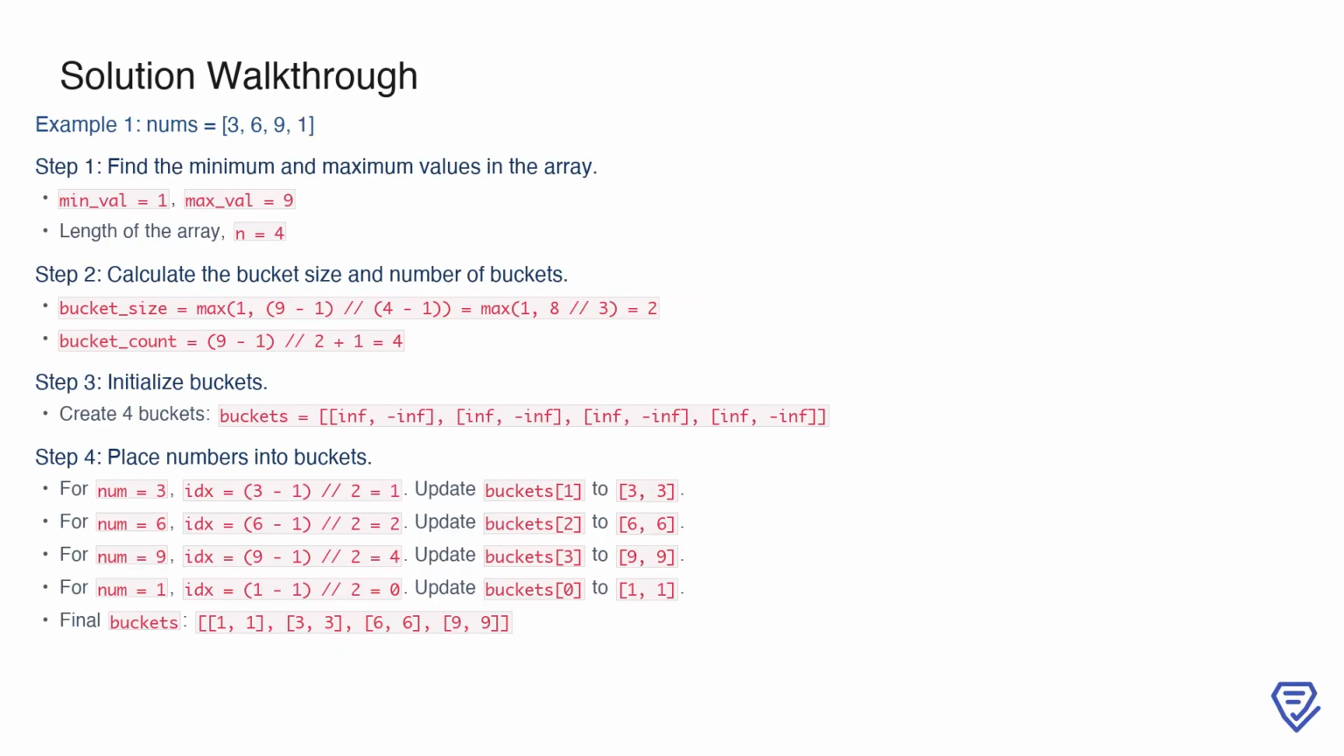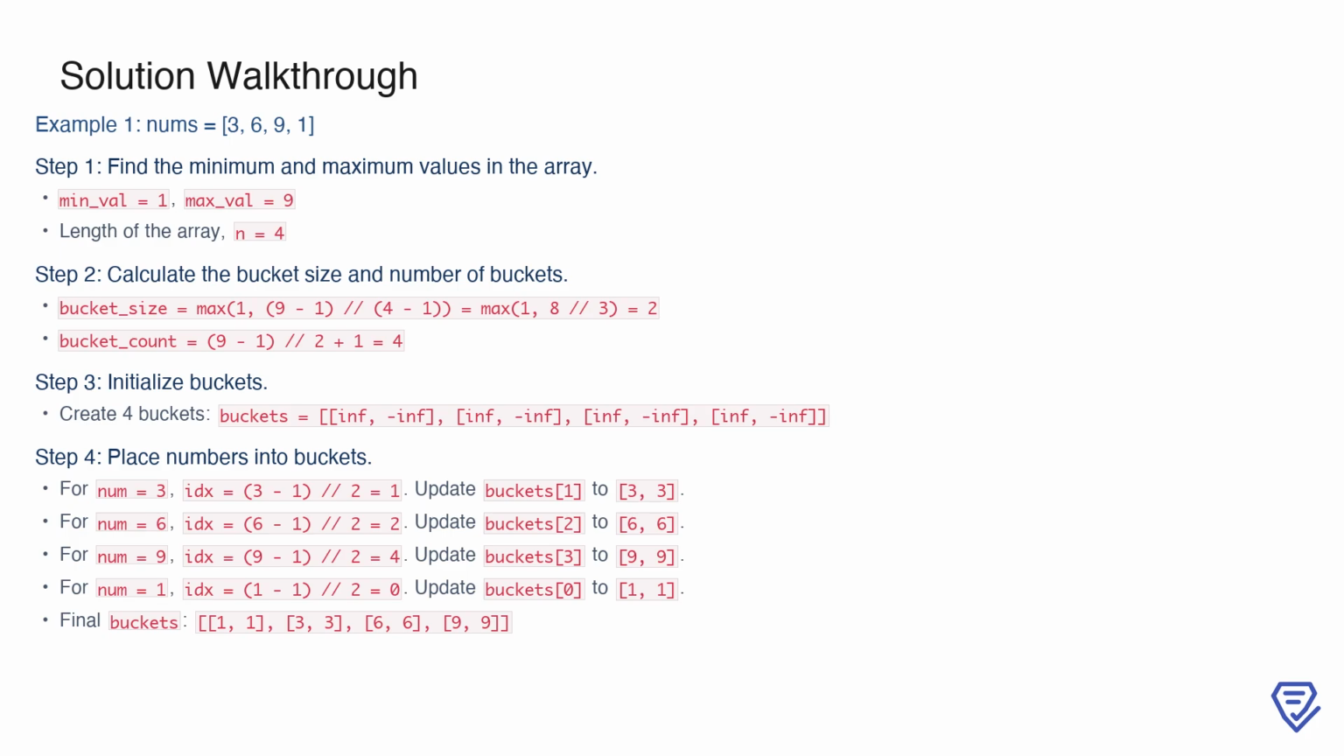To solve the problem of finding the maximum gap between elements in a sorted form of the array, we start by analyzing the input array nums equals [3, 6, 9, 1]. The first step is to determine the minimum and maximum values, which are min_val equals 1 and max_val equals 9. With 4 elements in the array, we calculate the bucket size and the number of buckets.